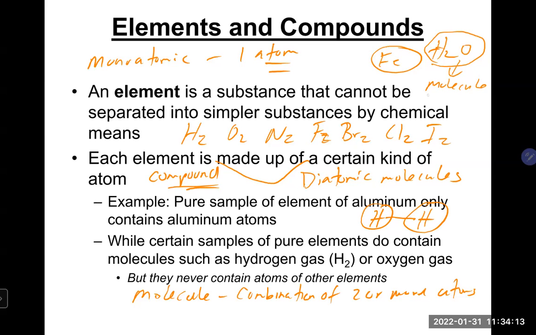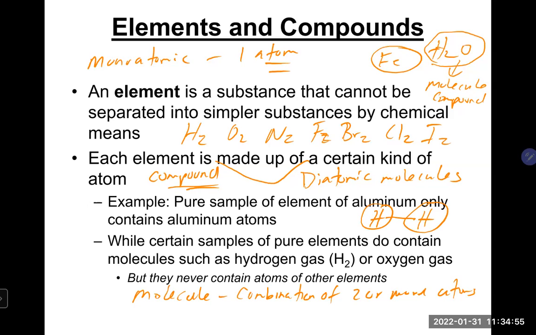This guy right here is a compound because it is two different elements that are together, hydrogen and oxygen. But water is not an element because it is two different elements together. Something like H2 is an element because it only contains hydrogen. It is also a molecule because there's two of them together. It is not a compound because there is no other element there. So H2 is an element, a molecule, not a compound. Water, which is two elements together, is a compound and a molecule, but not an element.